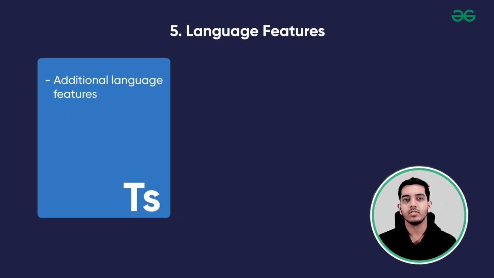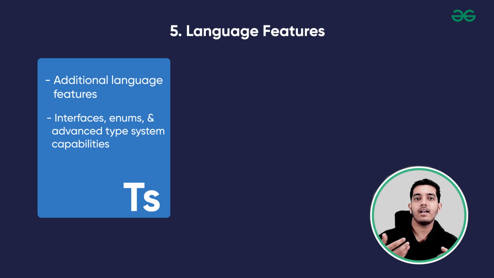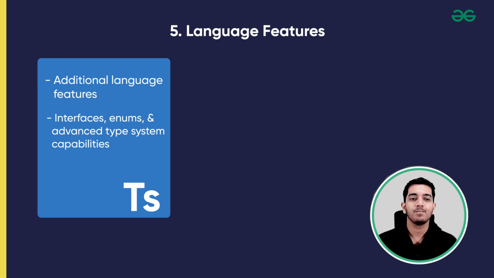Number 5, language features. TypeScript introduces additional language features beyond static typing, such as interfaces, enums, and advanced type system capabilities. These features enhance code reusability, readability, expressiveness and maintenance.